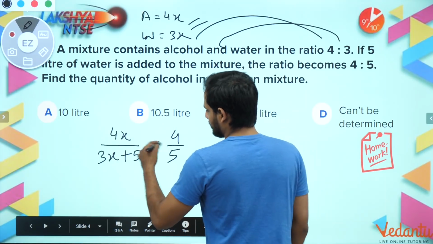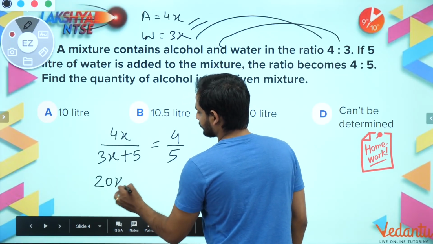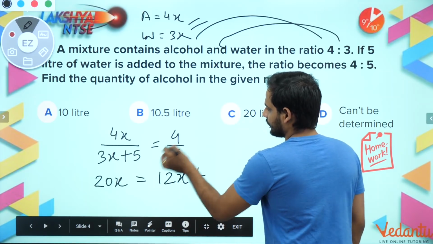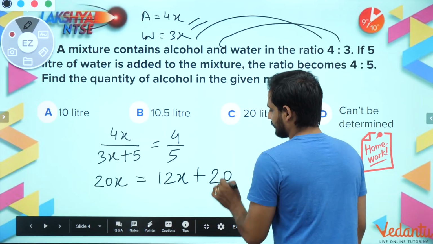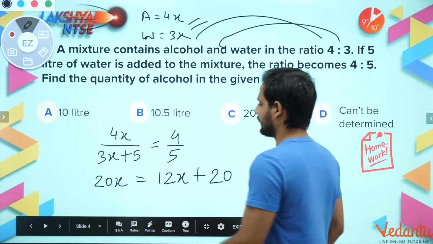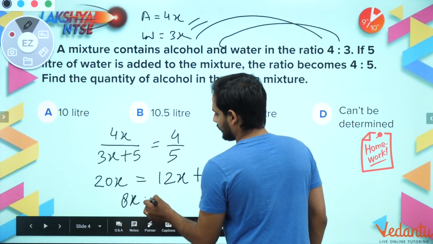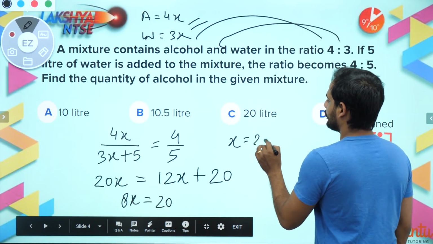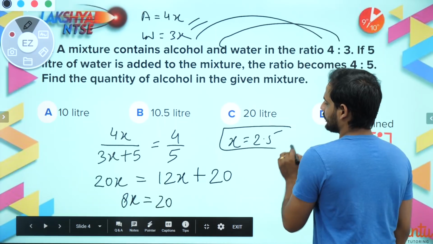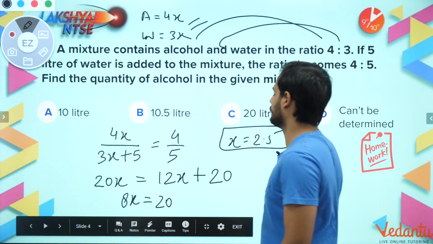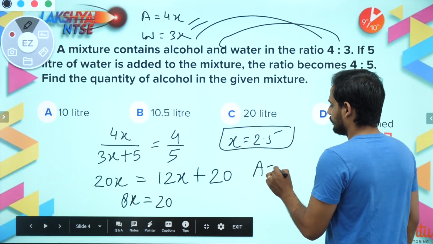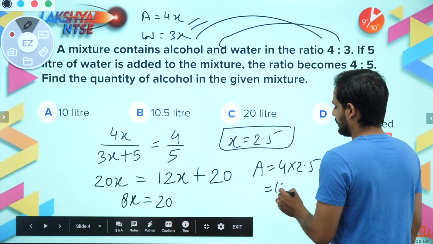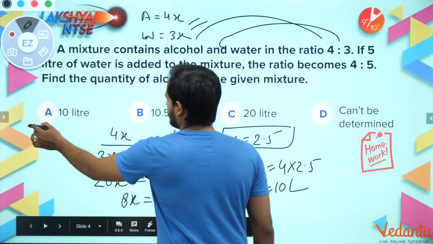So let us cross multiply. 20x is equal to 12x plus 5 into 4, which is 20. Right? So what you are getting shifted there? 8x is equal to 20. So you will be getting x is equal to 2.5. So bachcho, we have got x is equal to 2.5. So alcohol is 4x. That means alcohol will be 4 into 2.5, that means 10 liters. So the correct answer is 10 liters.